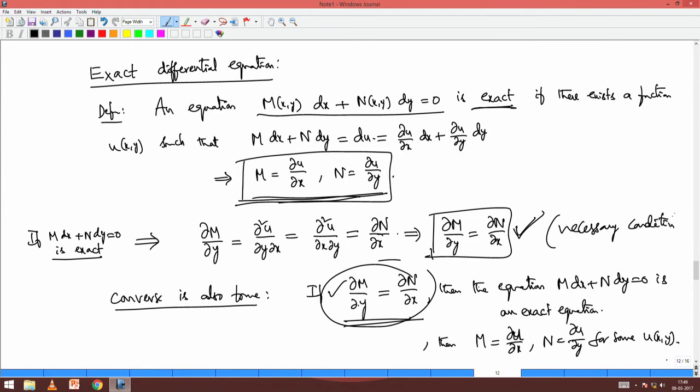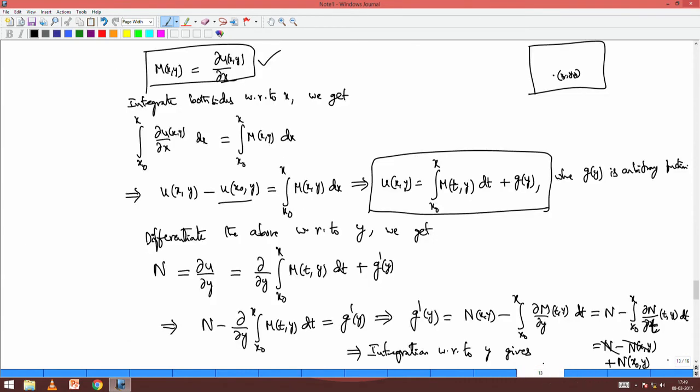For an exact equation, this condition is necessary and is also sufficient. What is the converse? The sufficient condition. If this is satisfied, my equation is exact, that means I will be able to find my u satisfying this. Such a thing I constructed by assuming that it exists. I used the condition dou m by dou y equal to dou n by dou x. Finally, I derived the solution.